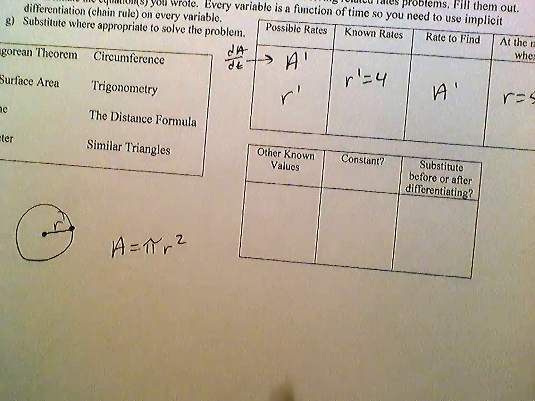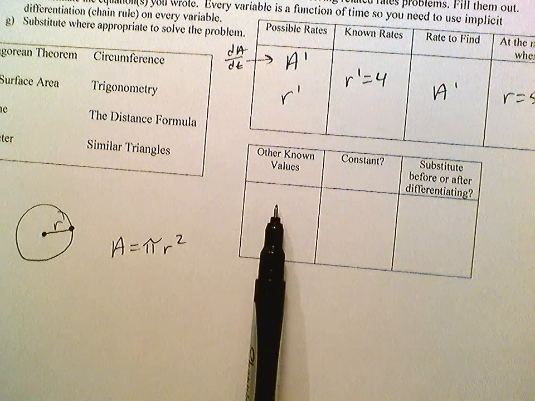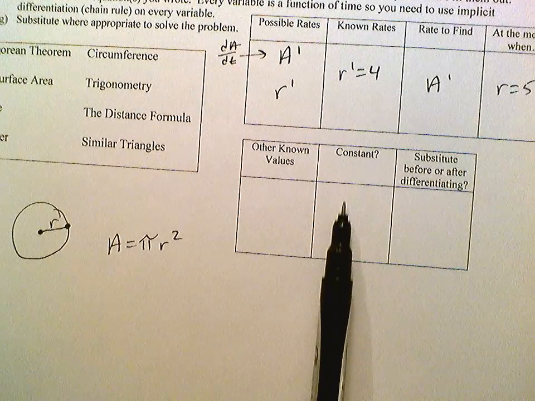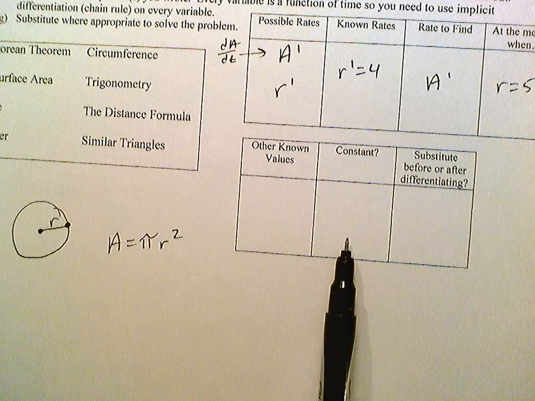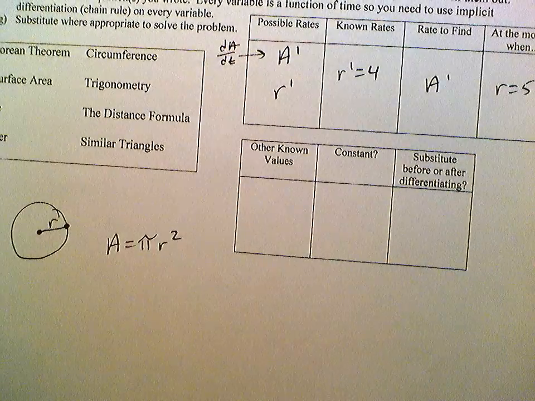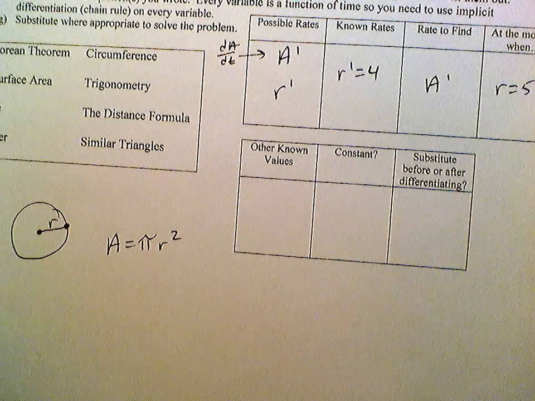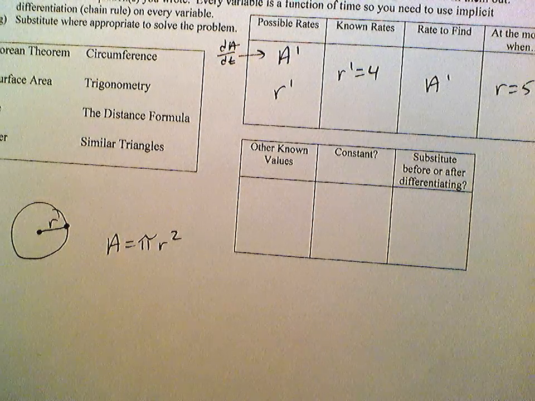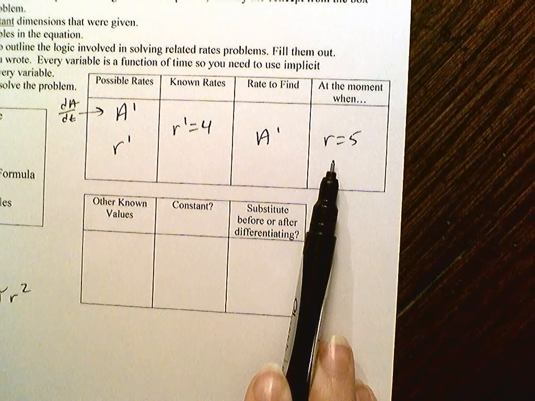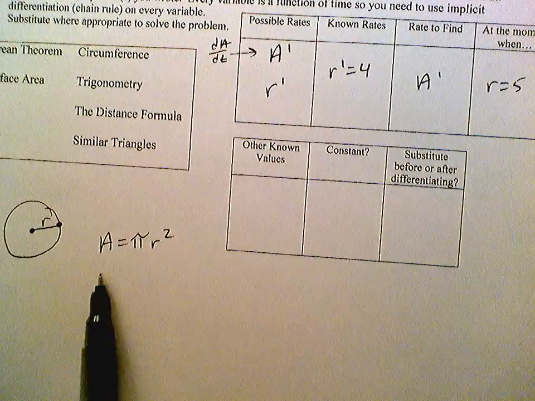Any other known values? No. If there are, you want to list them and then identify for yourself whether they're constant or not. Because, and this is important, if you have constants, then you plug them in before taking the derivative. But if anything is not constant, for example r equals 5, I'm not going to substitute it in until after I've taken the derivative.